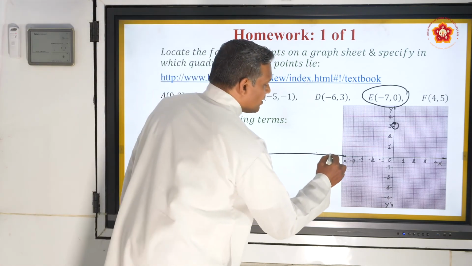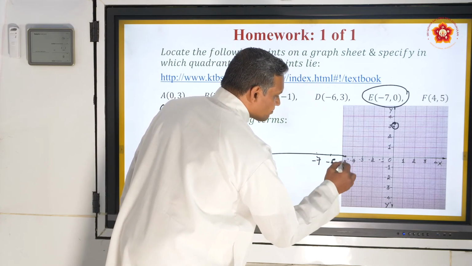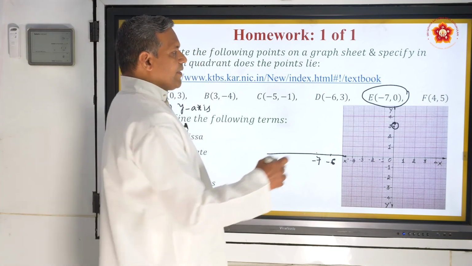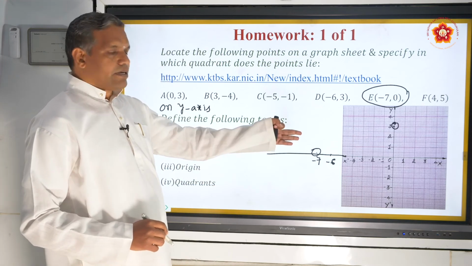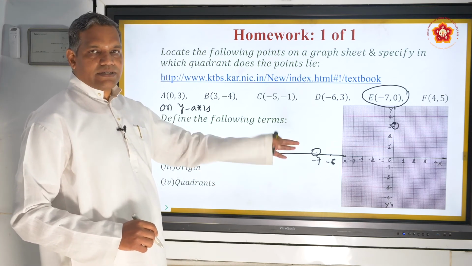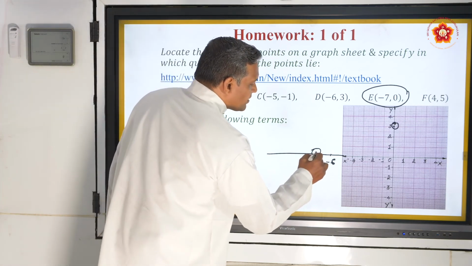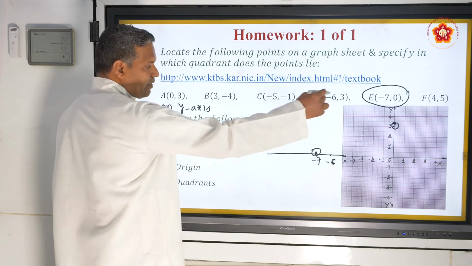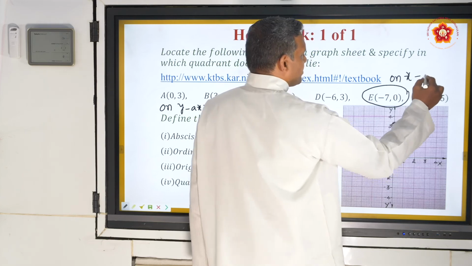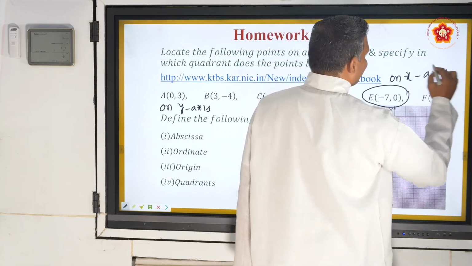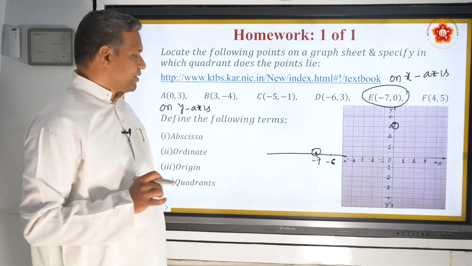So this is -4, this is -5, this is -6, this is -7. I can easily locate that, and (-7, 0) means this is the point I am asking. Tell me, does that point belong to the third quadrant or the second quadrant? You cannot tell. That is the reason. See where it is lying, on the x-axis. So here your answer would be: on the x-axis. So I have already solved two of the questions which you are supposed to solve as homework.